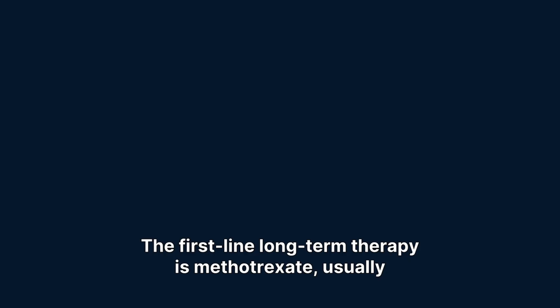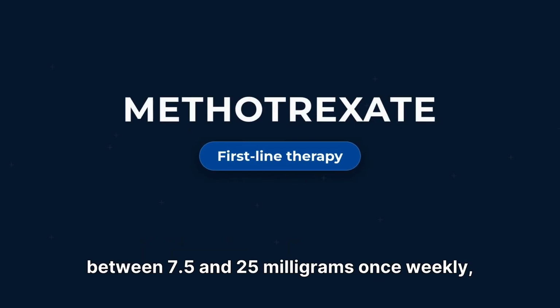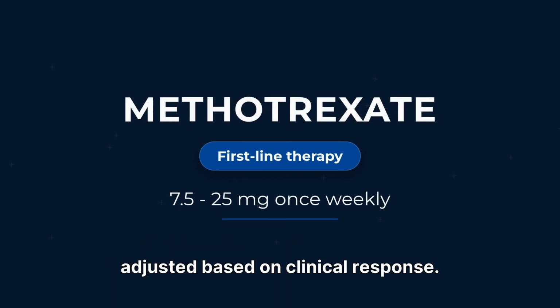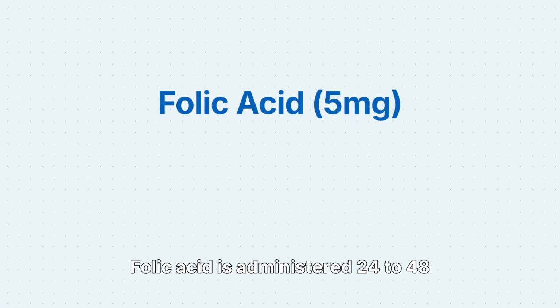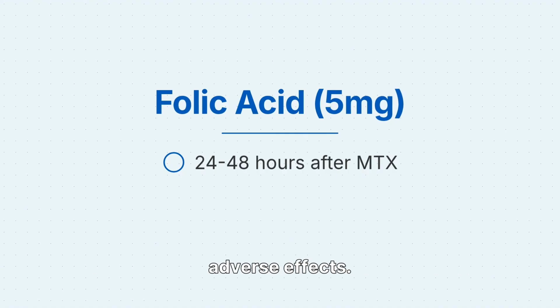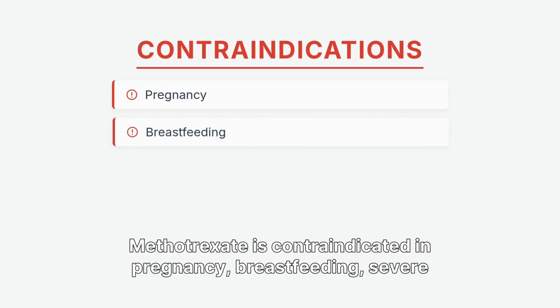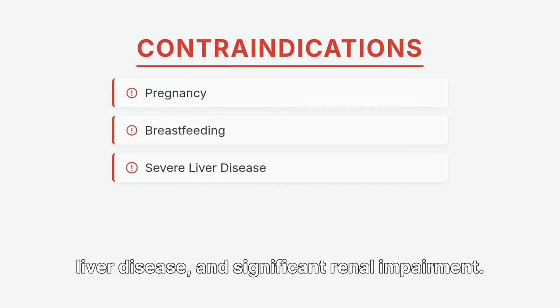The first-line long-term therapy is methotrexate, usually between 7.5 and 25 milligrams once weekly, adjusted based on clinical response. Folic acid is administered 24 to 48 hours after methotrexate in order to reduce adverse effects. Methotrexate is contraindicated in pregnancy, breastfeeding, severe liver disease, and significant renal impairment.